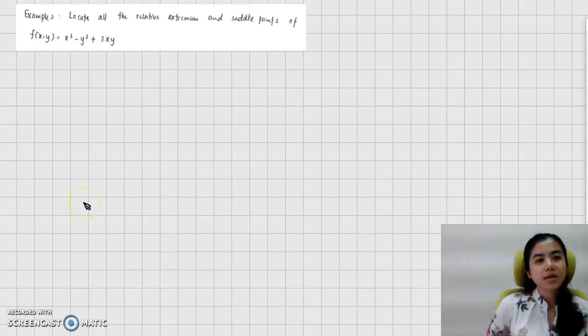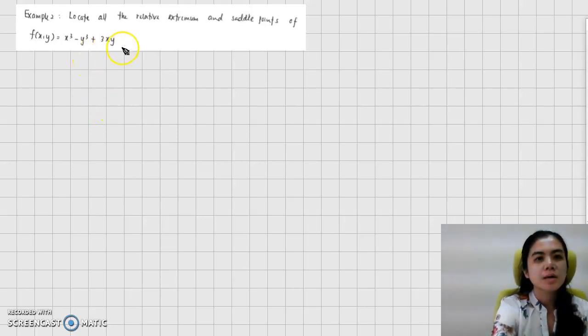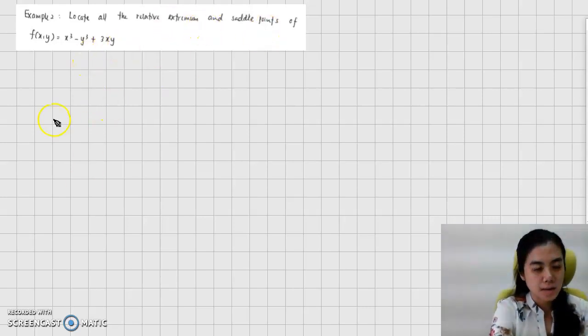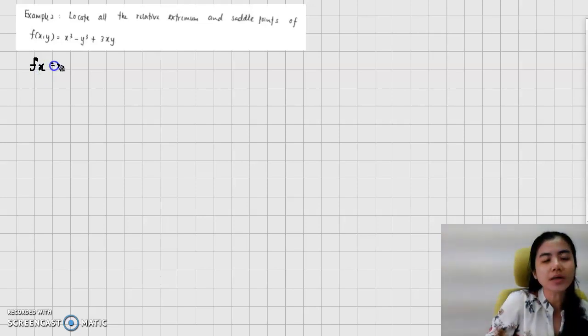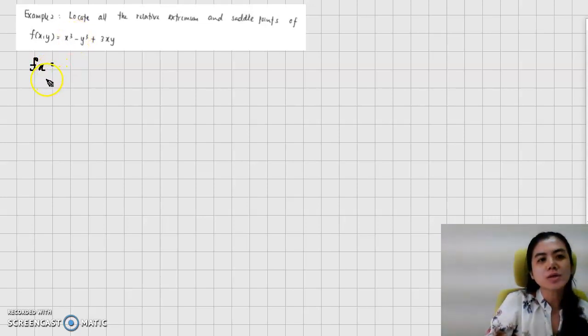So let's look at the second example. Same thing, you have to find the relative extremum and the saddle point. First thing you have to do is find fx. To find fx, treat y as constant. So you differentiate this: you have 3x squared, the constant is 0, and then y is constant. Differentiate x, so you have plus 3y, and then find out fy.